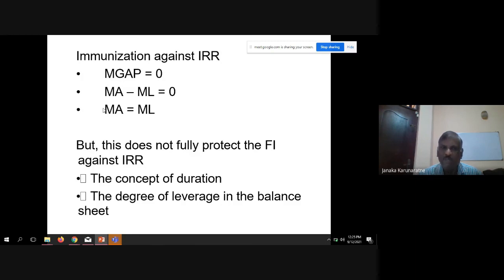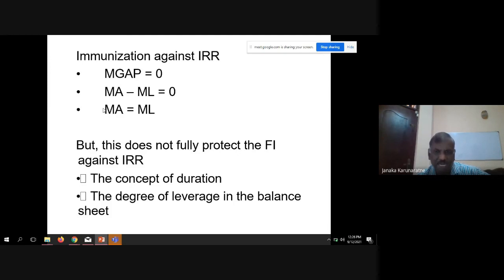So even though this is somewhat a better model in terms of value, because this captures the value changes and also cash flows, and appears to be more comfortable than the gap model, again, this does not fully protect the financial institution against the interest rate risk. So you don't get full coverage against the interest rate risk. The two reasons are the duration concept and the degree of leverage.